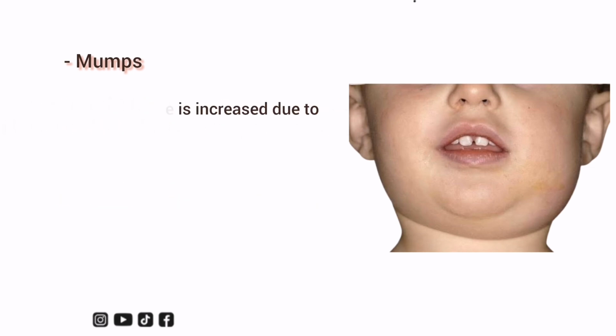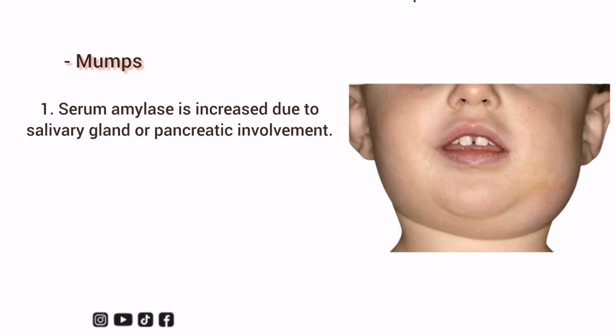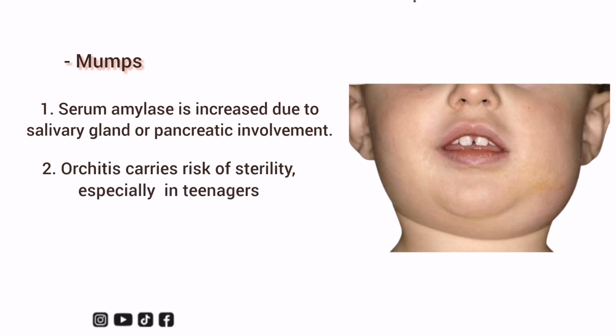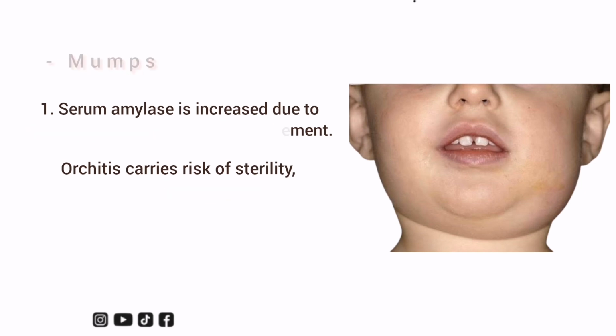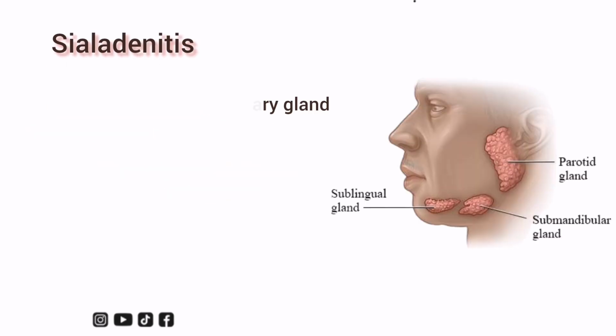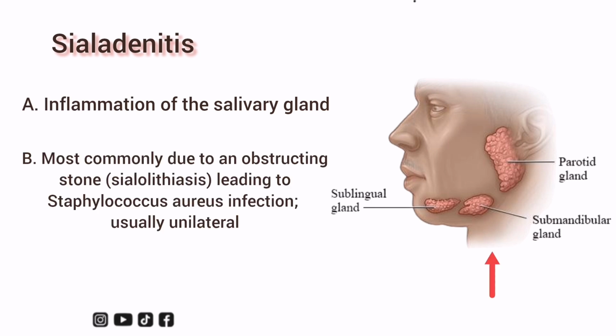Serum amylase is increased due to the salivary gland or pancreatic involvement, and the orchitis, which is the inflammation of the testicles, carries risk of sterility, especially in the teenagers. The next one is the sialadenitis, inflammation of the salivary glands, most commonly due to an obstructing stone, sialolithiasis, leading to the Staphylococcus aureus infection, usually unilateral.